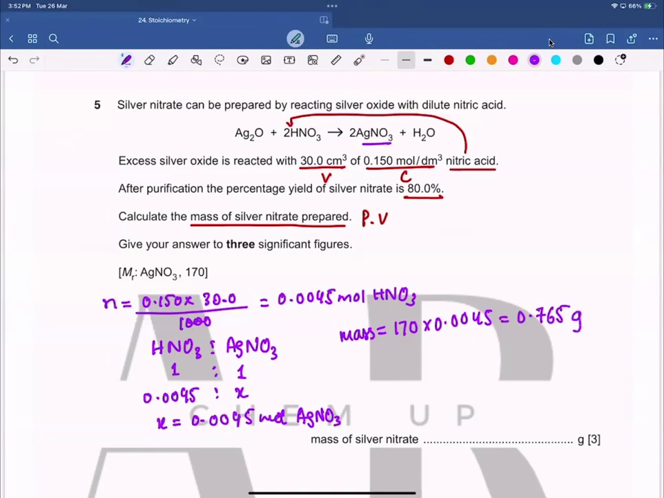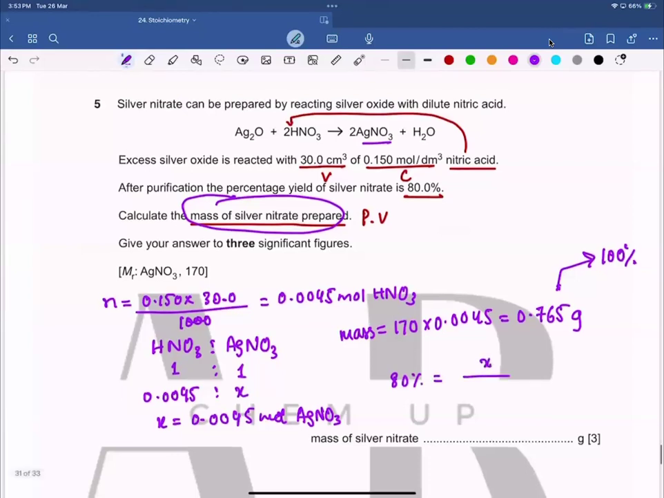0.765. Okay, this is the mass, but this is not the mass they have asked for, because they have asked for the mass when the yield is 80%. We just do the simple calculation. It is basically 100%. So either you take the ratio 100:1 and 80:x, or otherwise you can use the formula. Percentage yield is equal to practical value divided by theoretical value times 100, where we have to find the practical value.